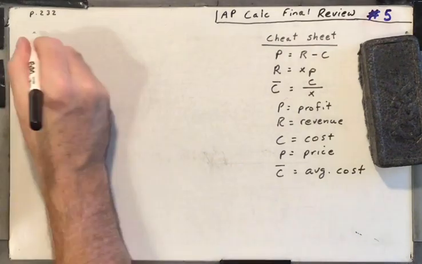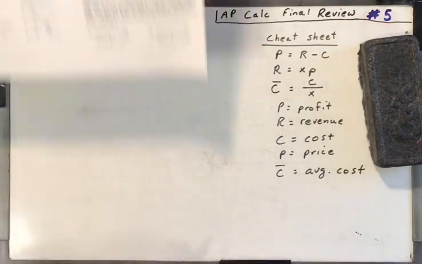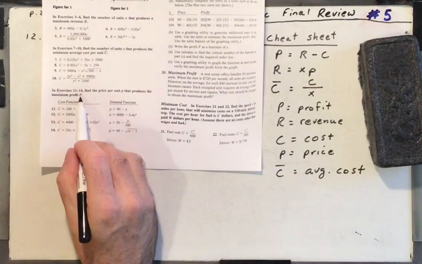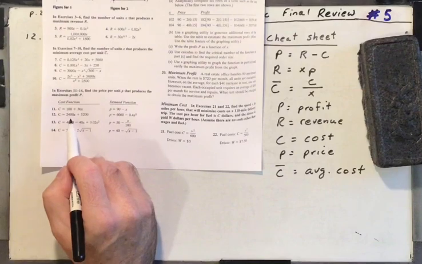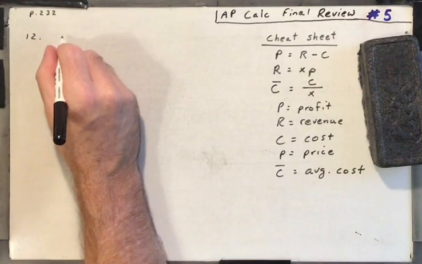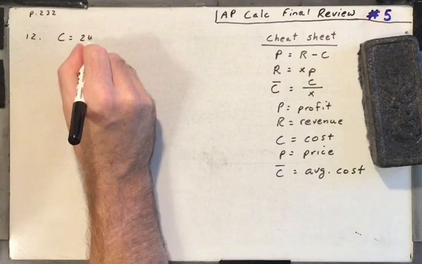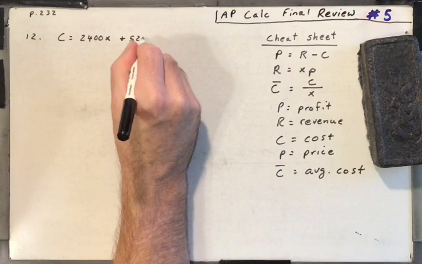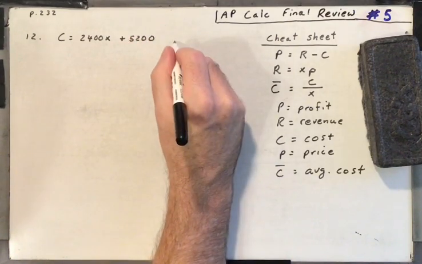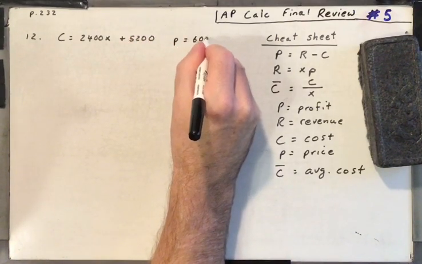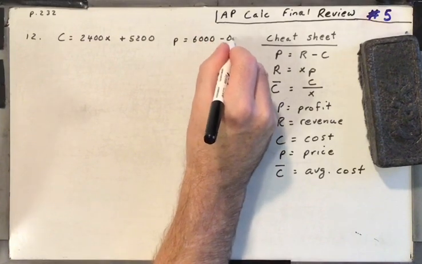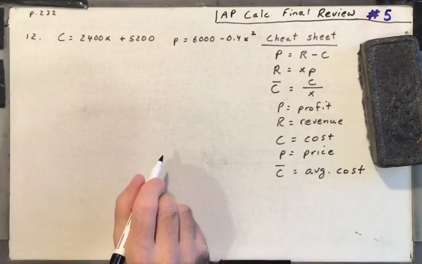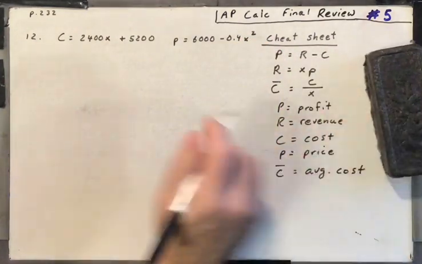Number 12 says we want to find the price P that produces the maximum profit, big P. We have C is equal to 2400x plus 5200, and we have P is equal to 6,000 minus 0.4x squared. I should have put my cheat sheet stuff over to the right a little further, right?